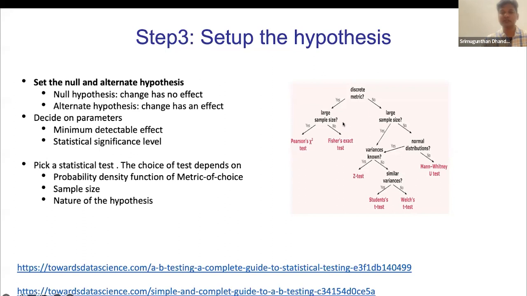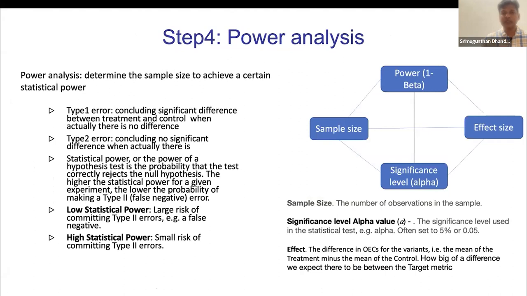And you will also have to decide on the parameters, like what is the statistical significance level that you want to achieve? What is the minimum detectable effect? For example, you want the conversion rate lift to be at least 2%, 3%, like that. So those parameters you will also decide in step three. So once you have done both of these steps, then you will have to decide on how your test is powered.